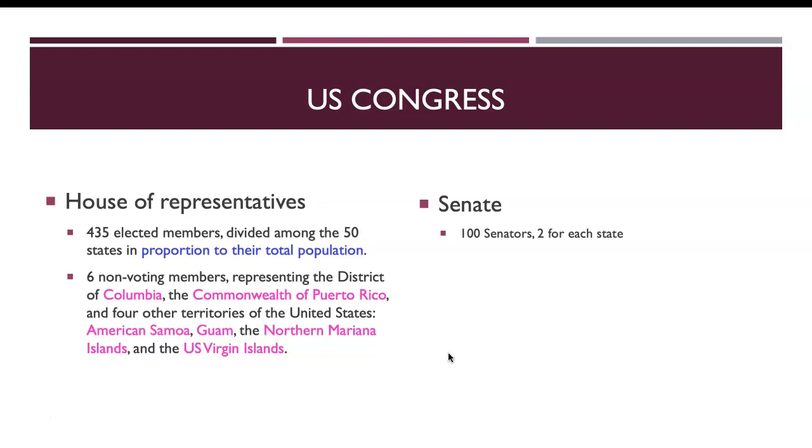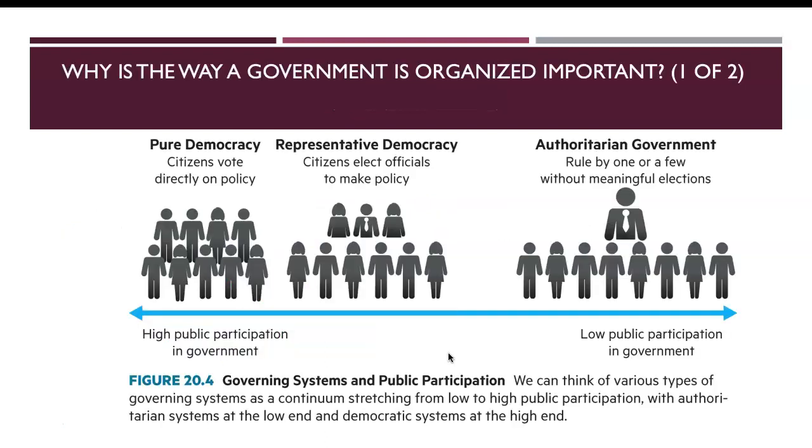So in total, it's about 535 electoral votes. This is why, when you watch the presidential election, each state has a different number of electoral votes. For example, Texas has 38 or 39, I cannot remember clearly, and California has 55, and some of the states have 3 votes or 6 votes. It's because the U.S. Congress has this structure.